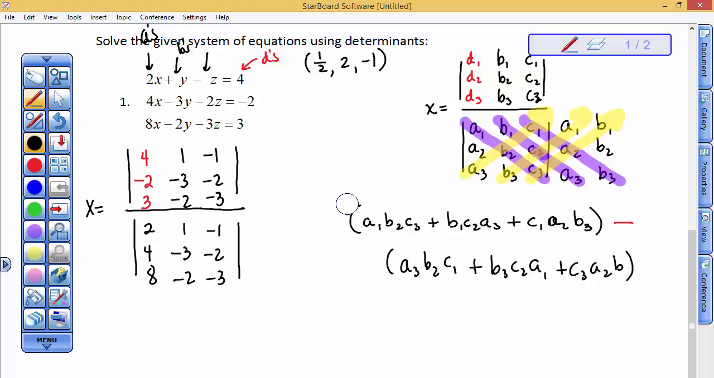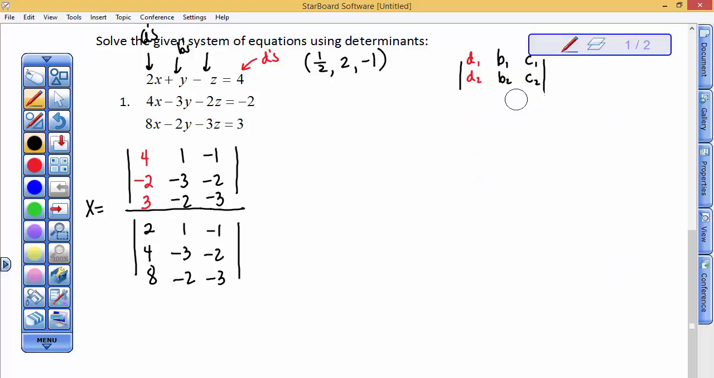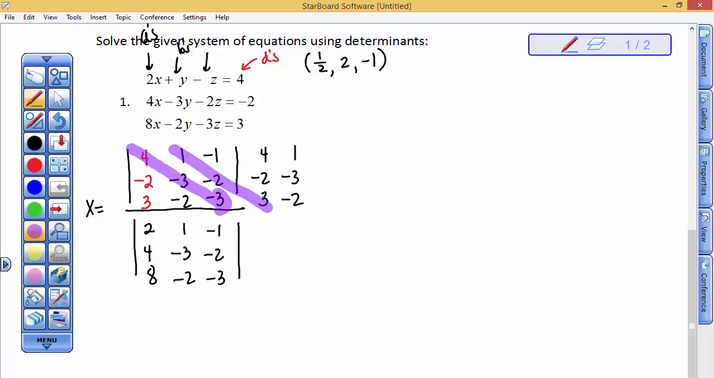So let's go ahead. We can get rid of Cramer's hypothesis here, and we did not prove it. Let's go ahead and evaluate these two determinants. So this column's got to be copied here: 4, negative 2, and 3, and then this column, 1, negative 3, and negative 2. Let's just go ahead and do these products.